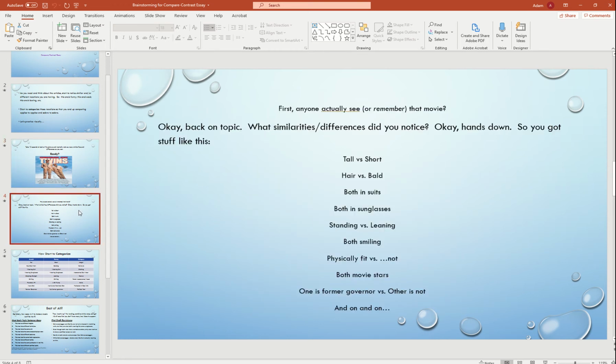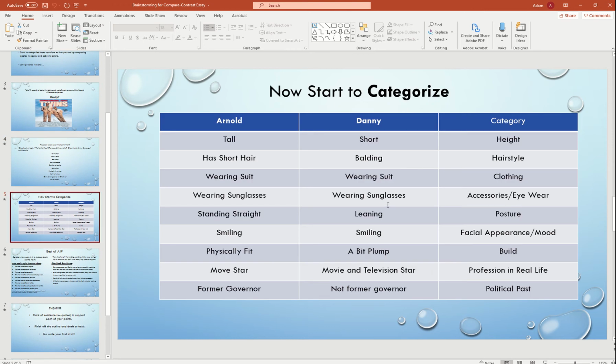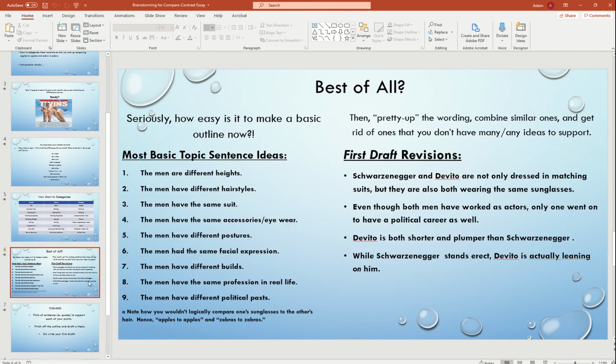Oh wait, that's what I'm doing with the articles. Okay, so I'm doing the same. But how does that apply to the articles? There's not a tall article and a bald article and a sunglasses article. All right, so the point of that was to sort the things into categories like height or hairstyle or clothing. Okay, and some are similar and some are different. And then, best of all, make this an outline.